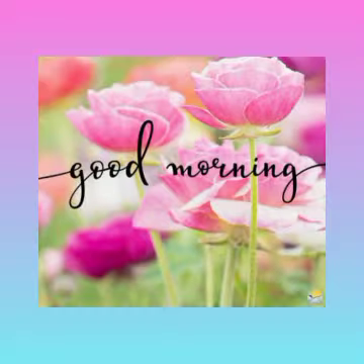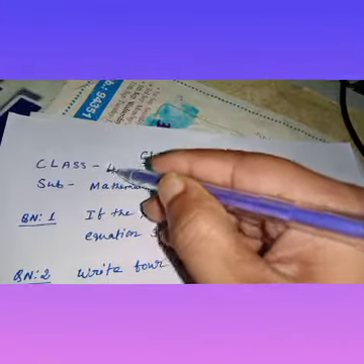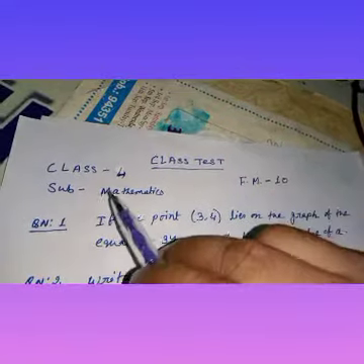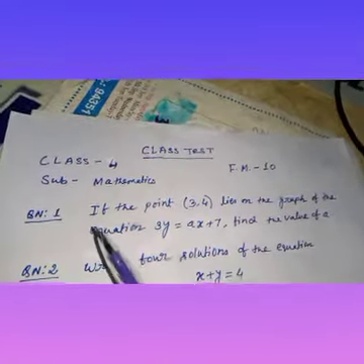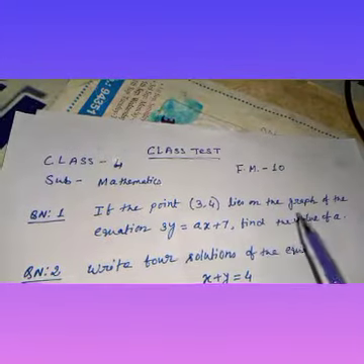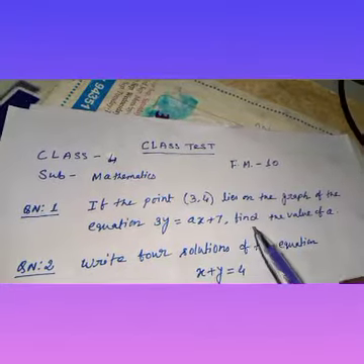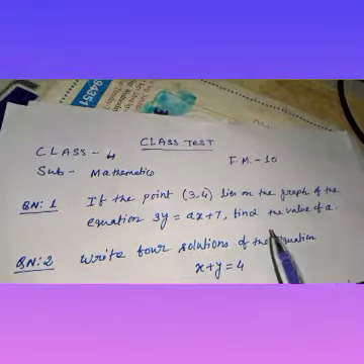Full marks 10. Okay, all the best. Class test, chapter 4, full marks 10, subject mathematics. Question number 1: if the point (3, 4) lies on the graph of the equation 3y = x + 7, find the value of a.